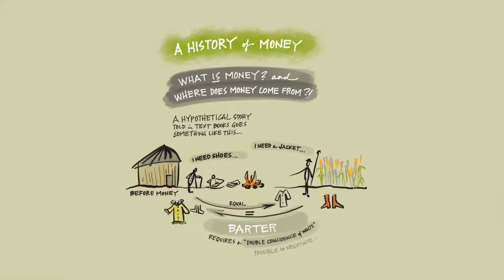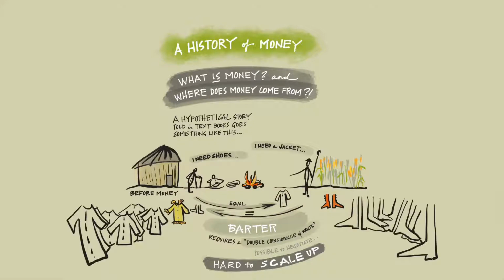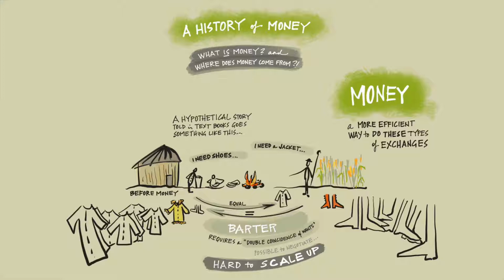The issue with barter is that it essentially requires what's called a double coincidence of wants. Phil has to have something that I want, and I have to have something that Phil wants, and in the right numbers. It's possible to negotiate this, but it can be really inefficient when you try to scale it up. It might work in a small community or amongst friends or family, but once you try to scale this up to a bigger system, it becomes very hard to navigate and almost impossible to manage. And so this is where money comes into play, the story goes, as a more efficient way to do these types of exchanges.